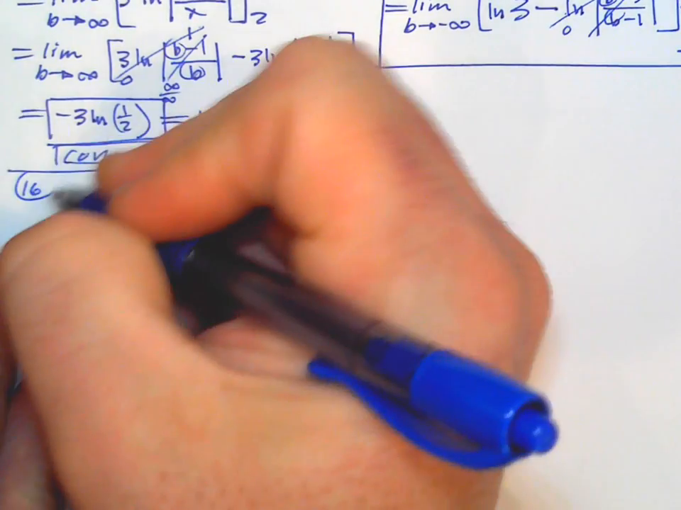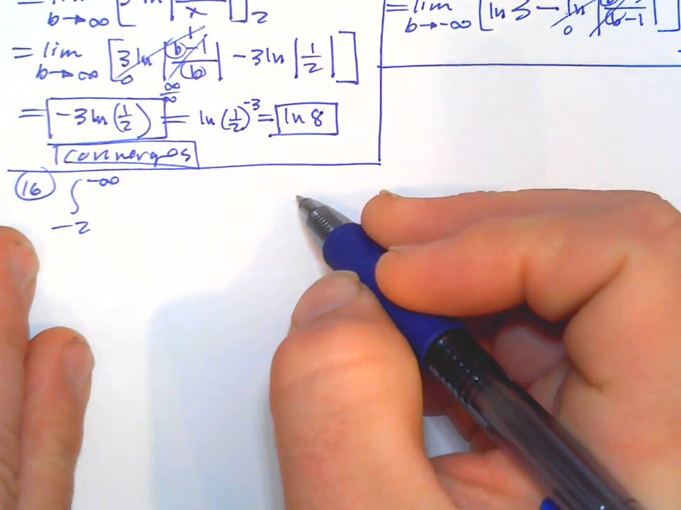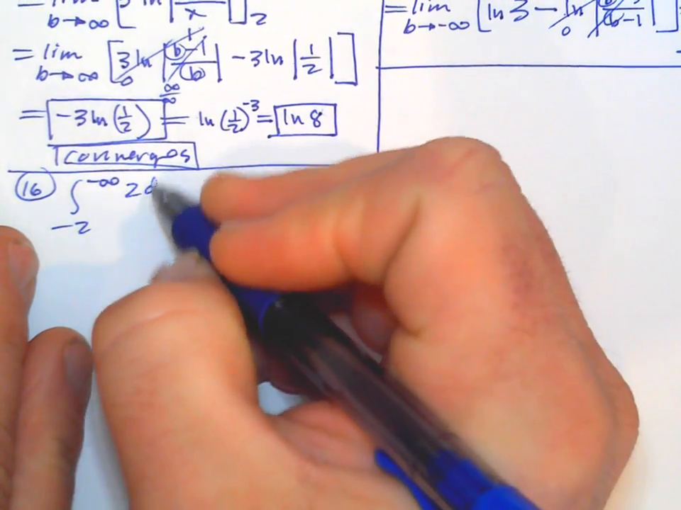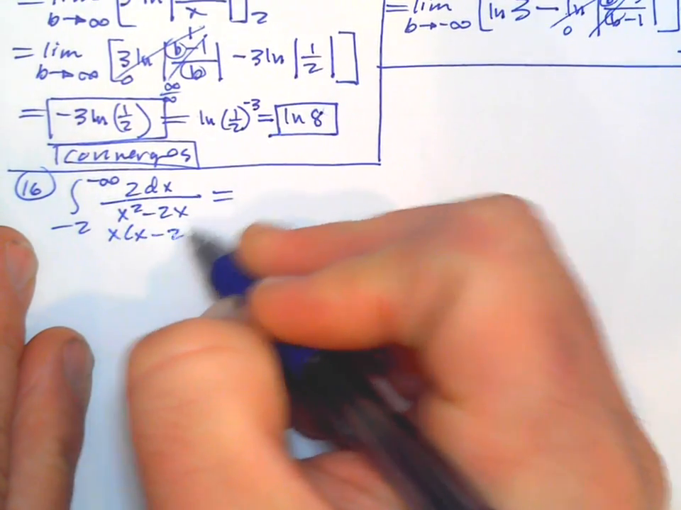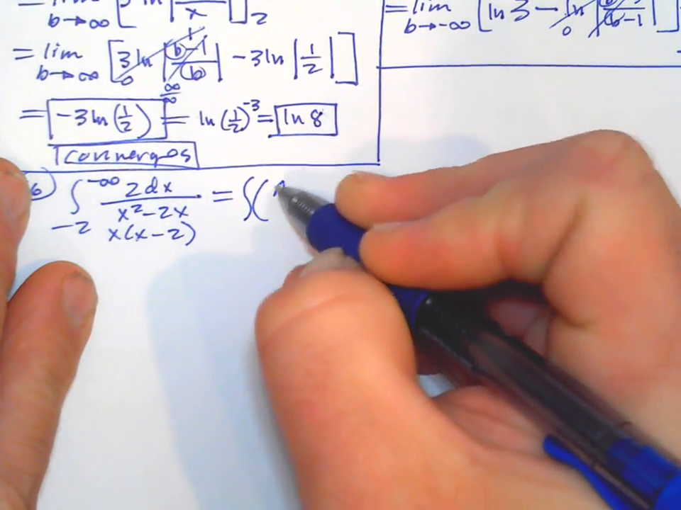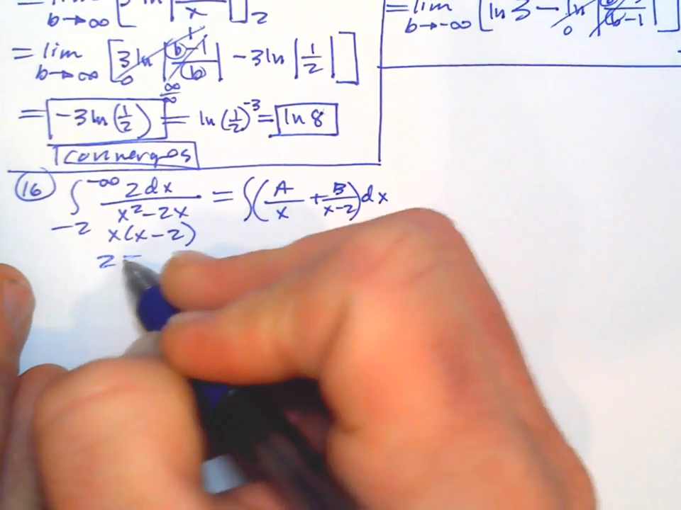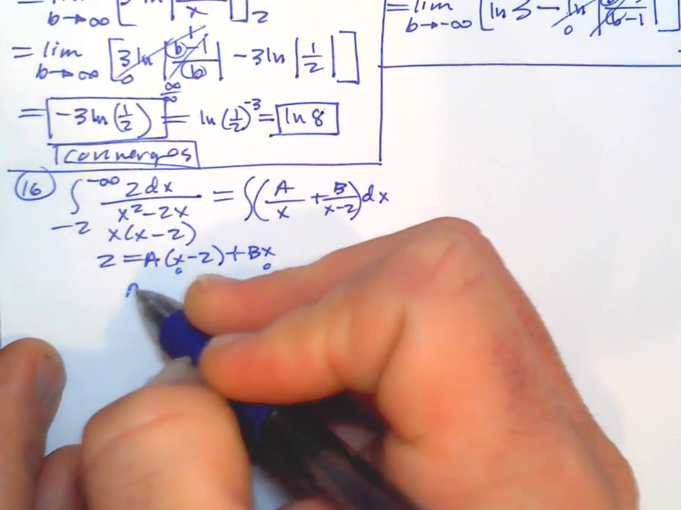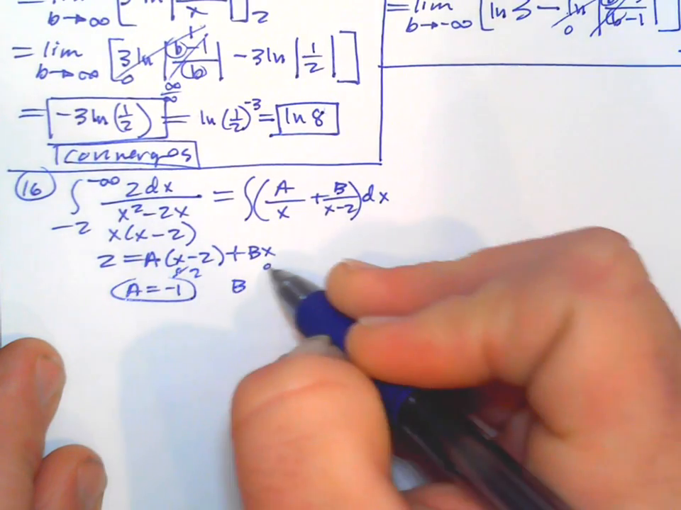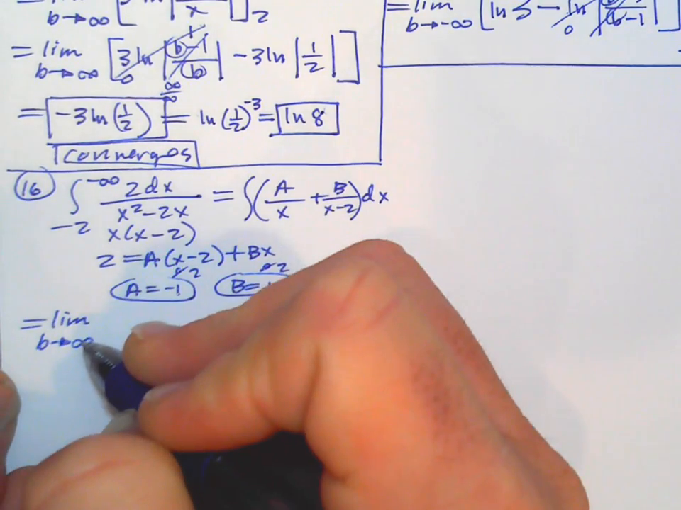All right, 16. Is -2 to -infinity. Seems kind of backwards, which is fine. They can be backwards. So again, partial fractions. Multiply through by the least common denominator. Plug a 0 in. A equals -1. B equals +1. Limit as b goes to infinity, -infinity.